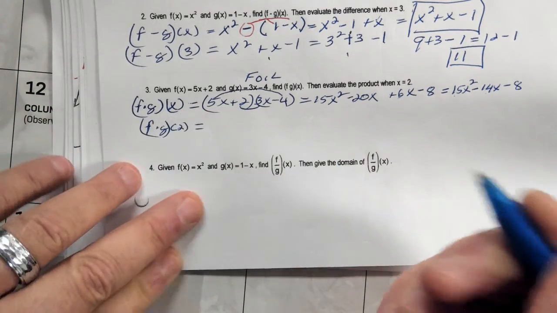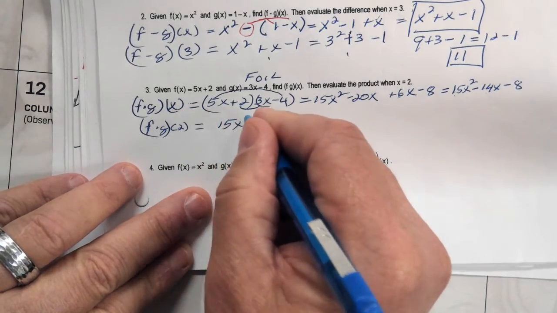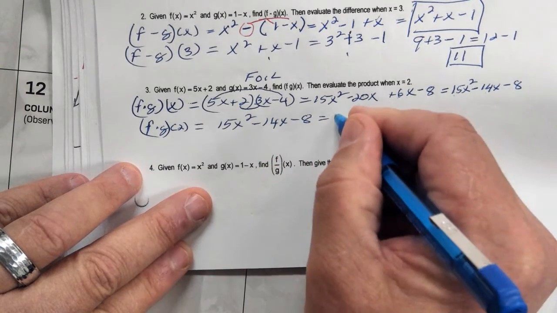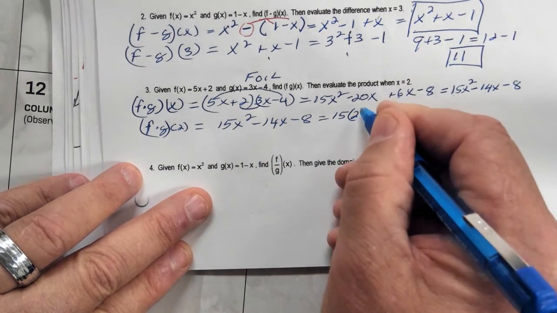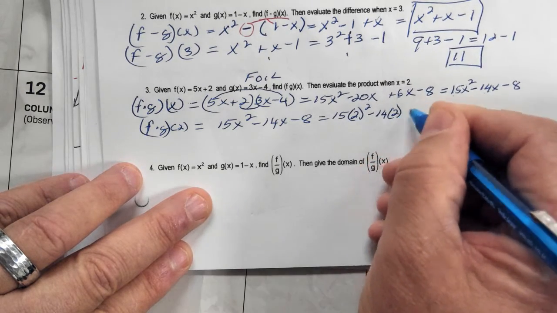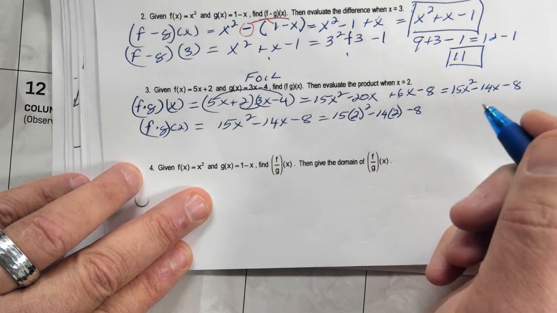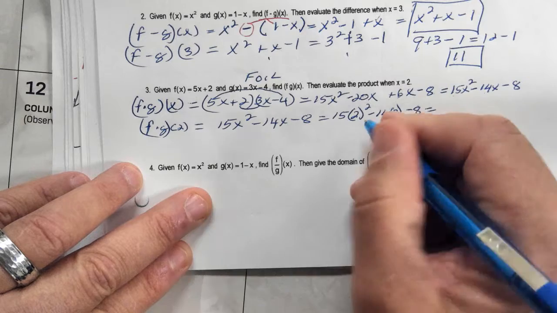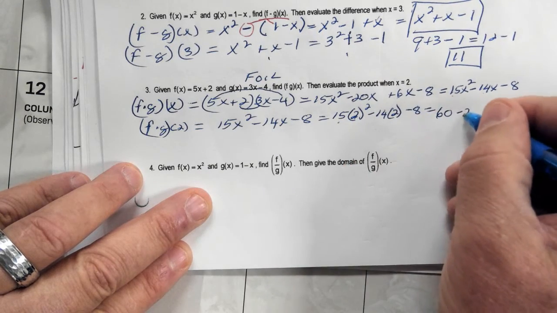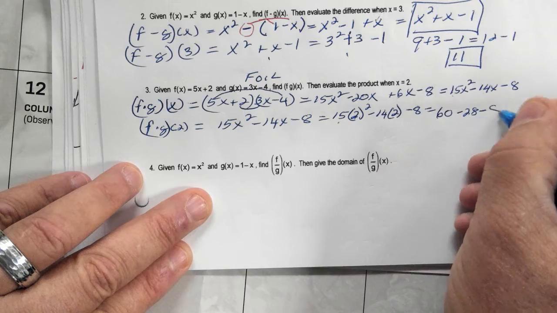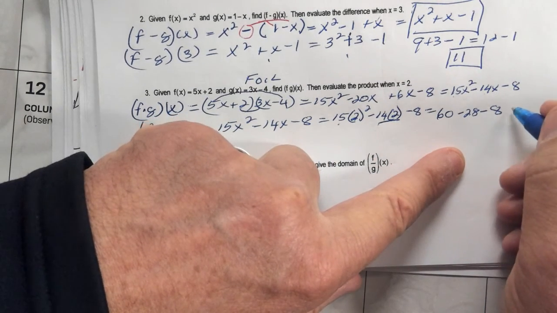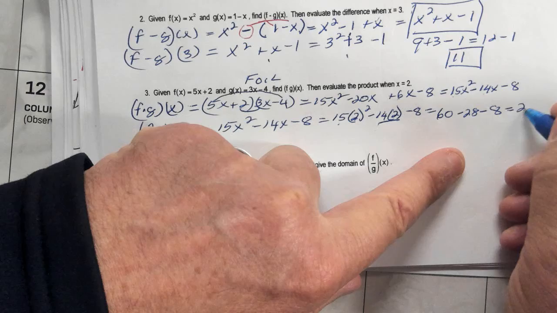So if I write my function 15x squared minus 14x minus 8, and I plug in the 2, I get 15 times 2 to the second power minus 14 times 2 minus 8. That looks like 4 times 15 is 60 minus 28 minus 8. 14 times 2 is 28. That looks like 60 minus 36, which is 24.